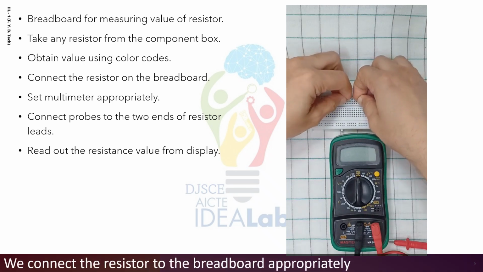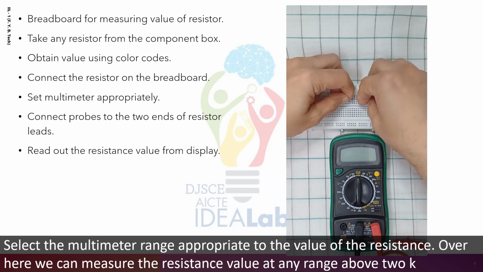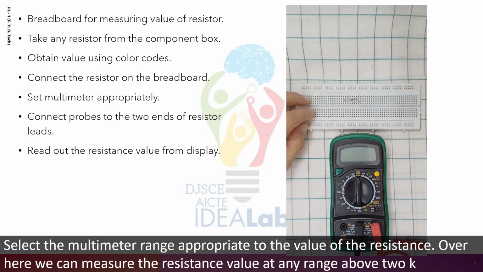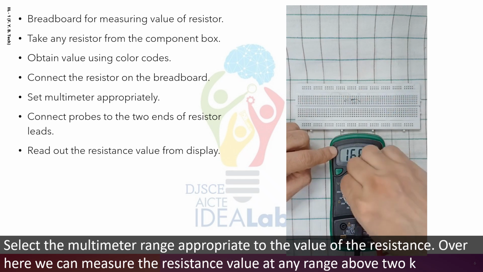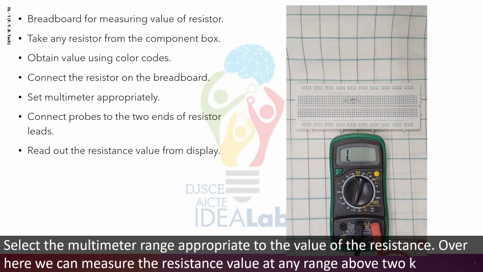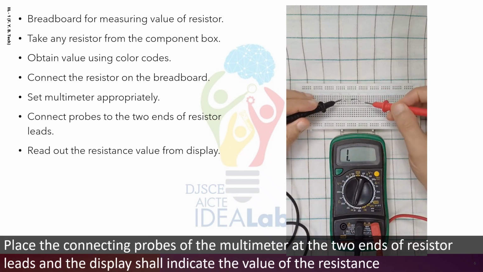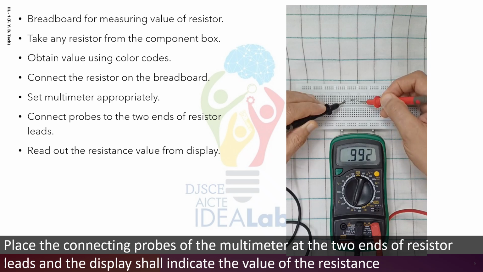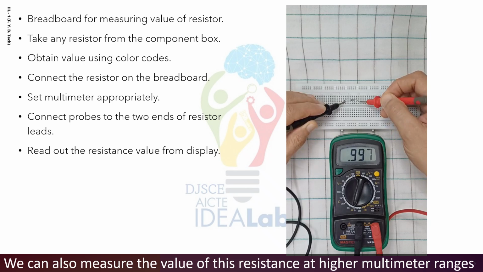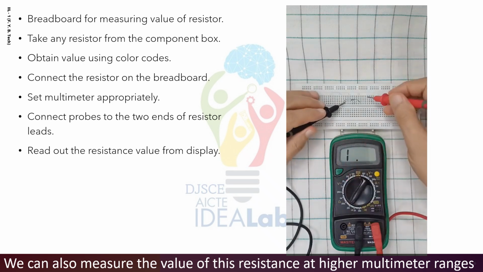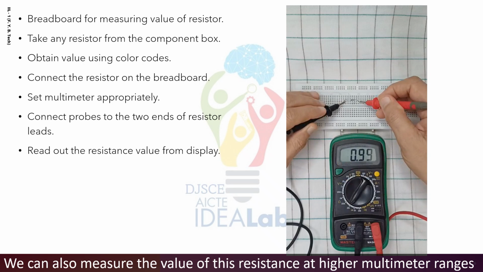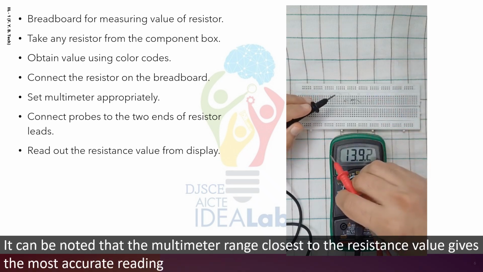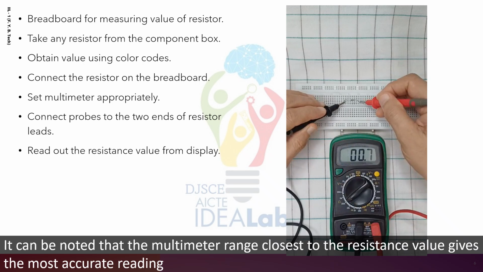We connect the resistor to the breadboard appropriately. Select the multimeter range appropriate to the value of the resistance. Over here, we can measure the resistance value at any range above 2 kiloohms. Place the connecting probes of the multimeter at the two ends of the resistor leads, and the display shall indicate the value of the resistance. We can also measure the value of this resistance at higher multimeter ranges. It can be noted that the multimeter range closest to the resistance value gives the most accurate reading.